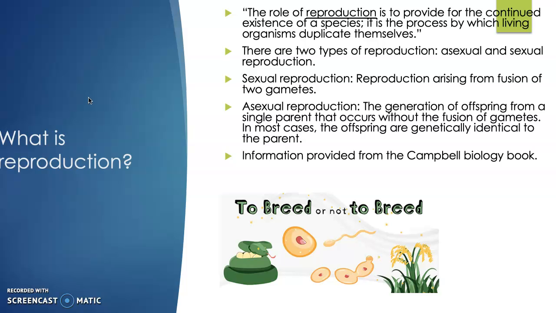It's sexual reproduction, which according to the book is reproduction arising from fusion of 2 gametes, which are the sperm and the egg. Asexual reproduction is the generation of offspring from a single parent that occurs without the fusion of gametes, which means offspring can reproduce from only one parent. Both parents are necessary for sexual reproduction to take place.